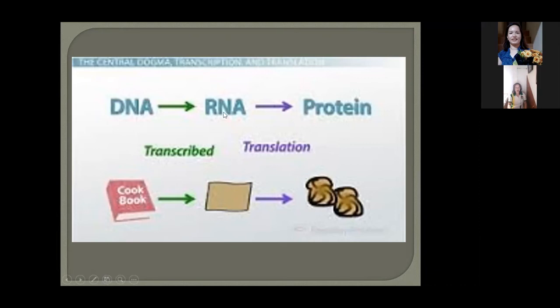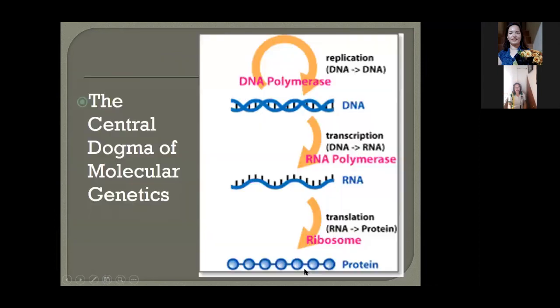Okay? So that's transcription. In making the bread, the cookbook actually produces the bread. Upon following the instruction, what is written in this recipe, you will create the bread, and that will represent the protein. So that's the process of translation. So the central dogma of molecular genetics is simplified in this one.